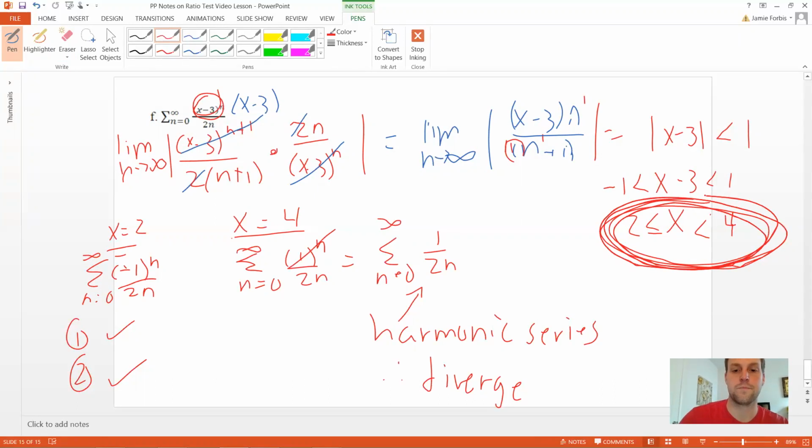Wait, how do you know that it's a harmonic series? I can split this apart into 1/2 times 1 over n. I can take the 1/2 out as a constant, and I'm left with just 1 over n, and that is a harmonic series. So you can put the 1/2 outside the summation? Yeah, and even if you didn't take it out of the summation, the 1/2 is just a constant. It doesn't affect the convergence of the 1 over n. Oh, yeah. And 1 over n is just a harmonic series. So in this case, just 2, but not 4.